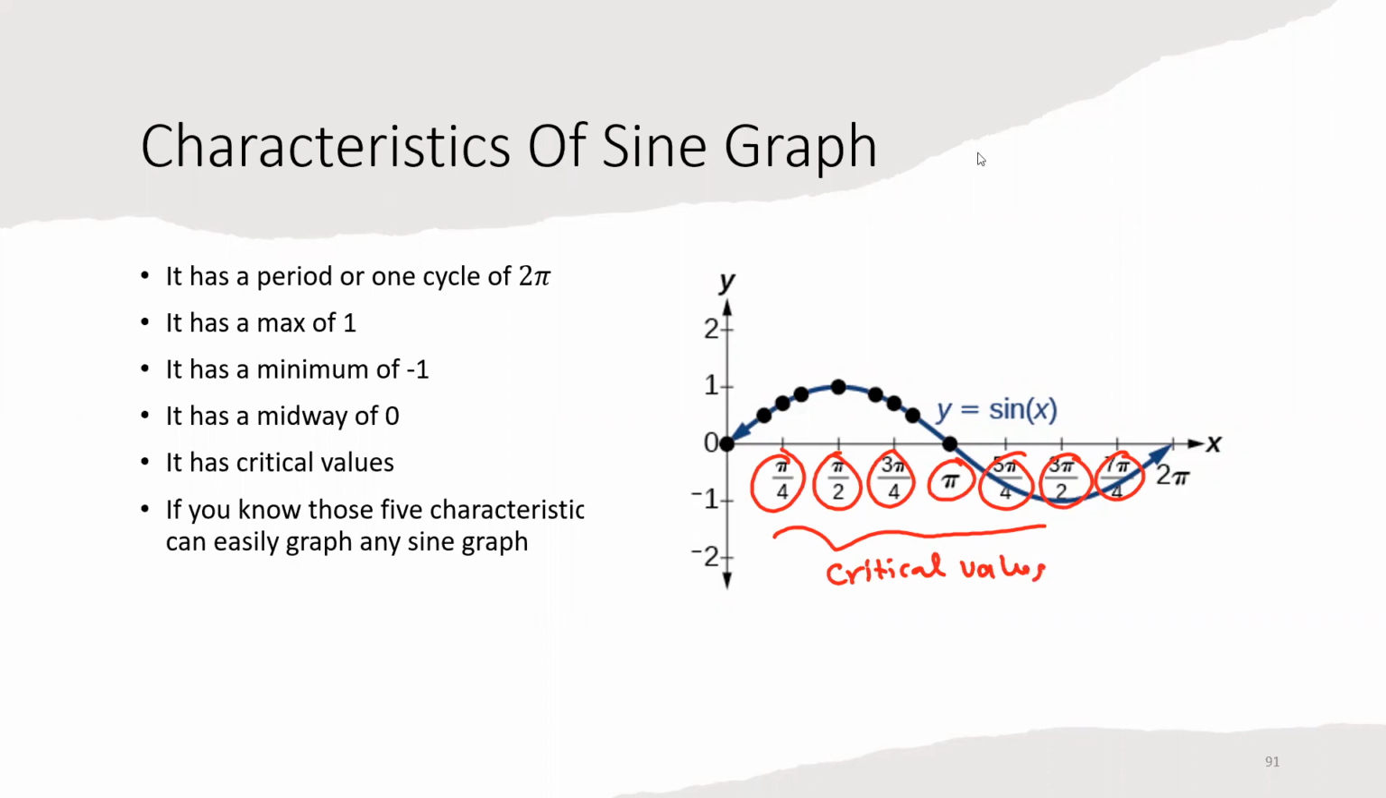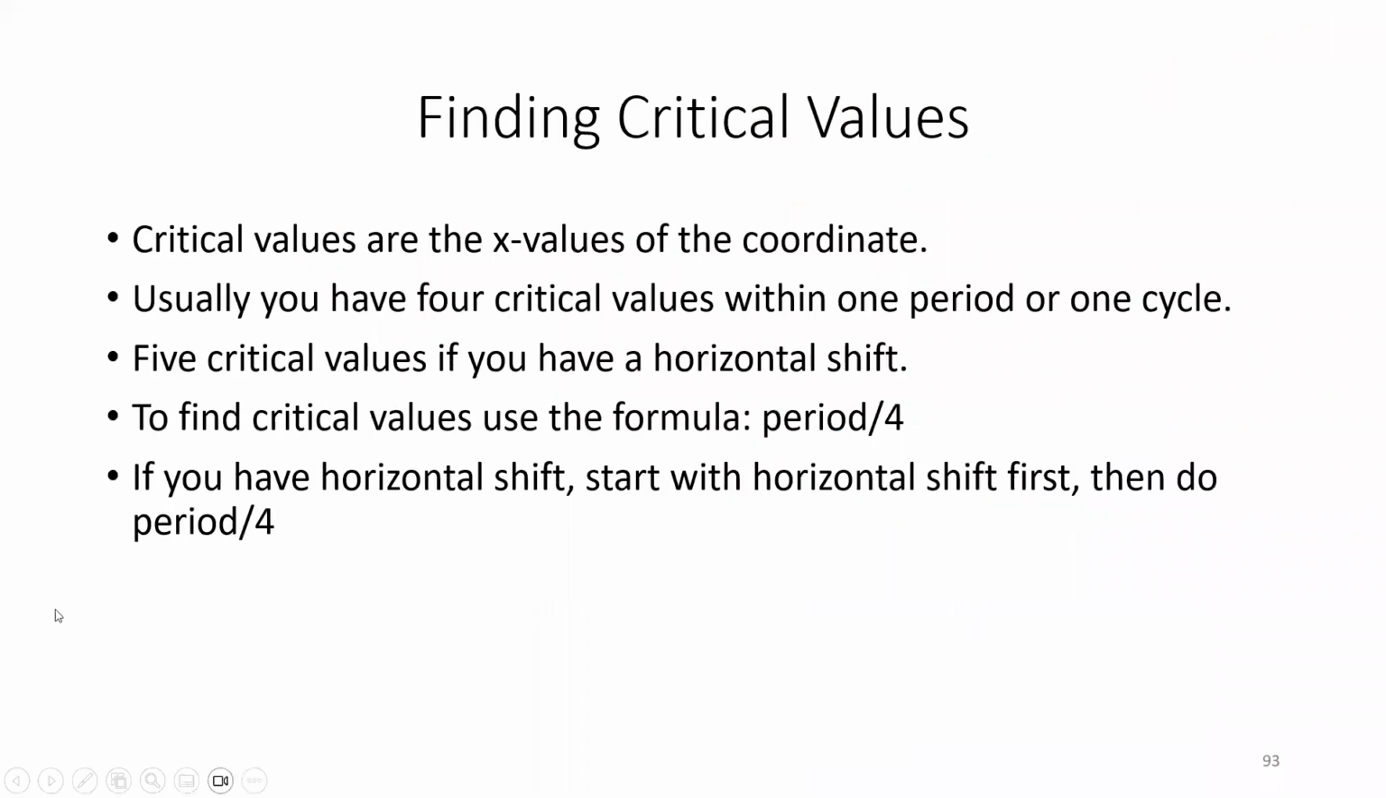So how do you find those critical values? It's pretty simple. Usually you have 4 critical values within one cycle, right? A cycle is usually 2 pi, so you have 4 critical values. You have 5 critical values if you have a horizontal shift for one cycle. And then to find the critical values, you simply take the period divided by 4.